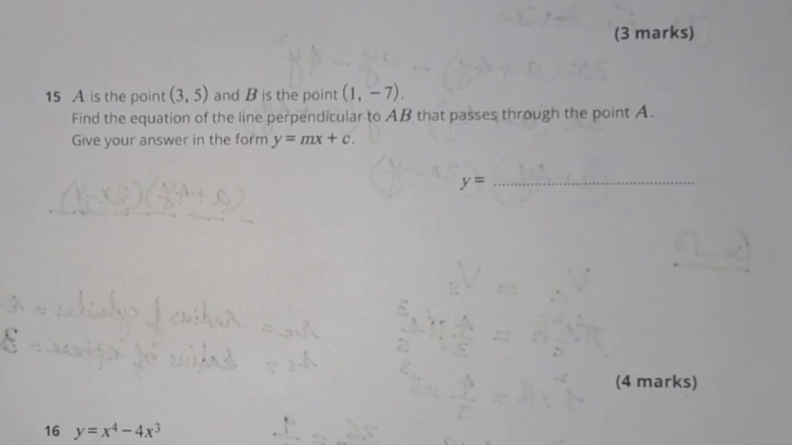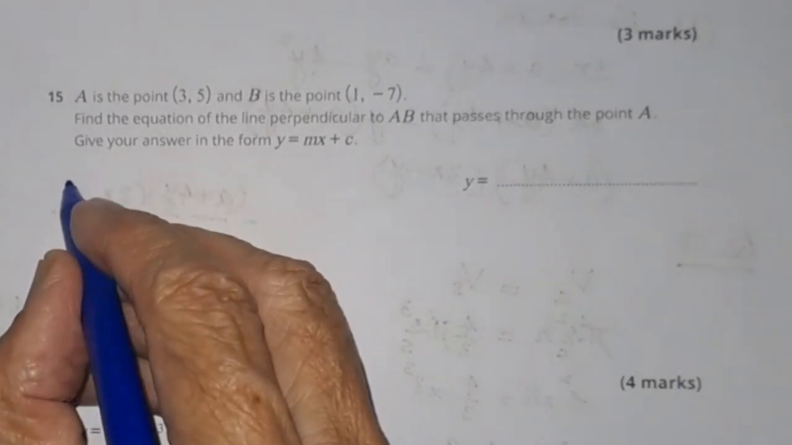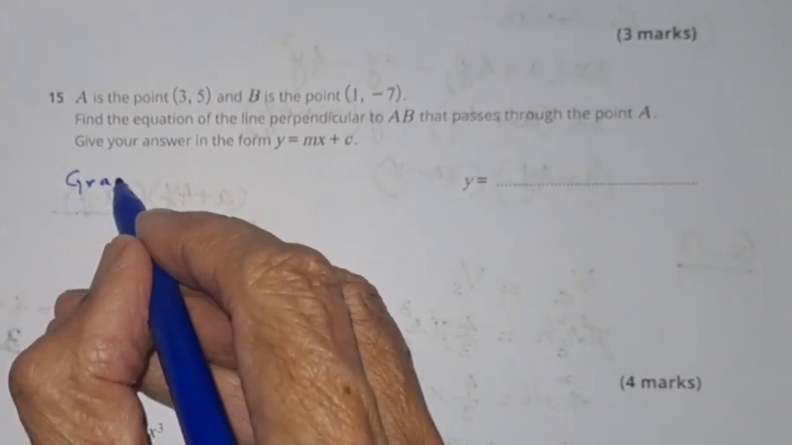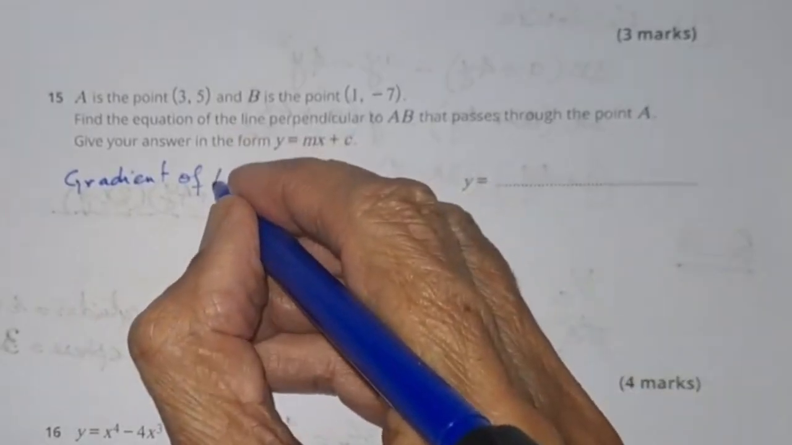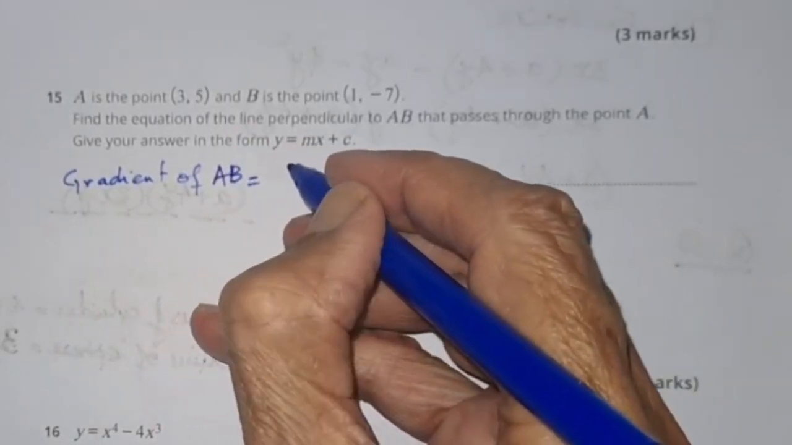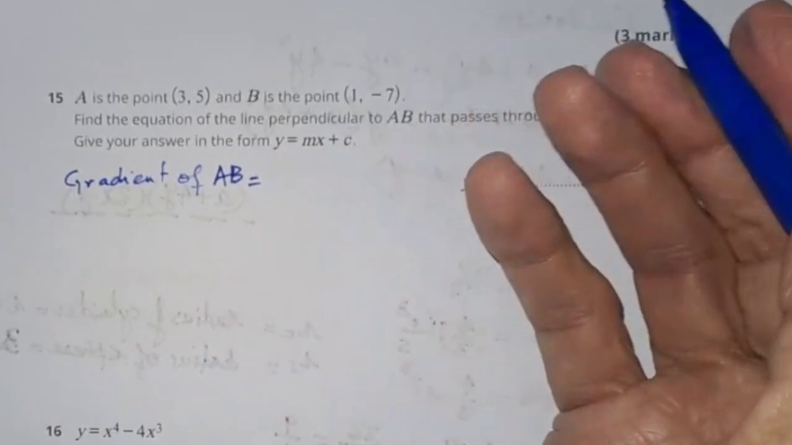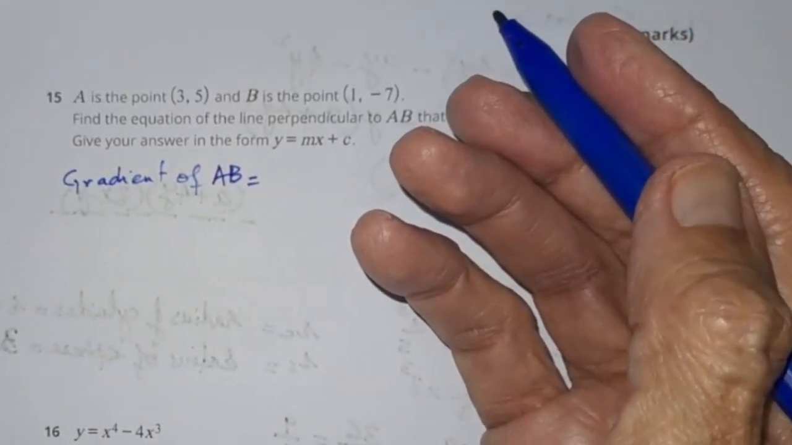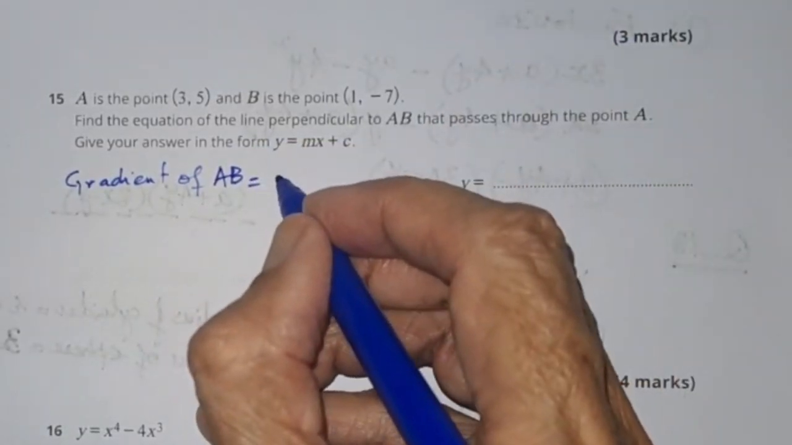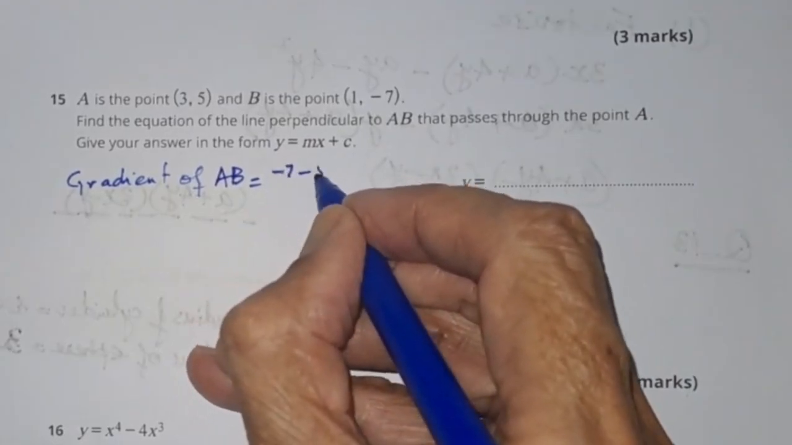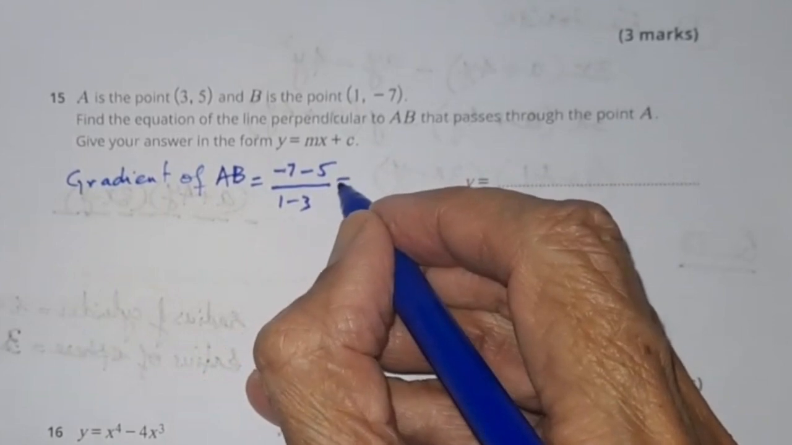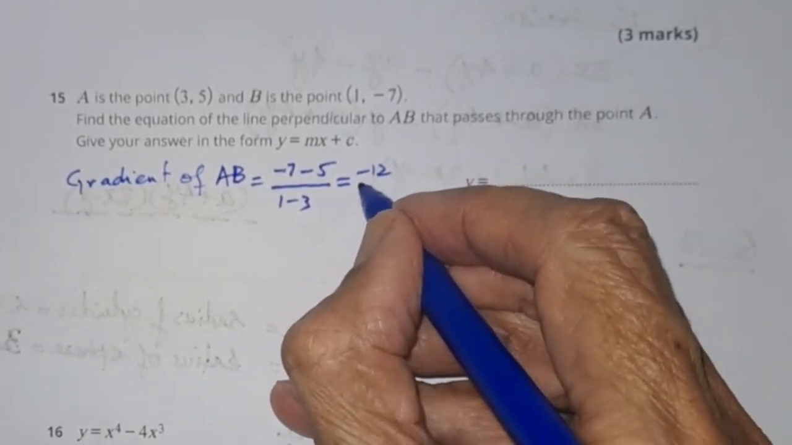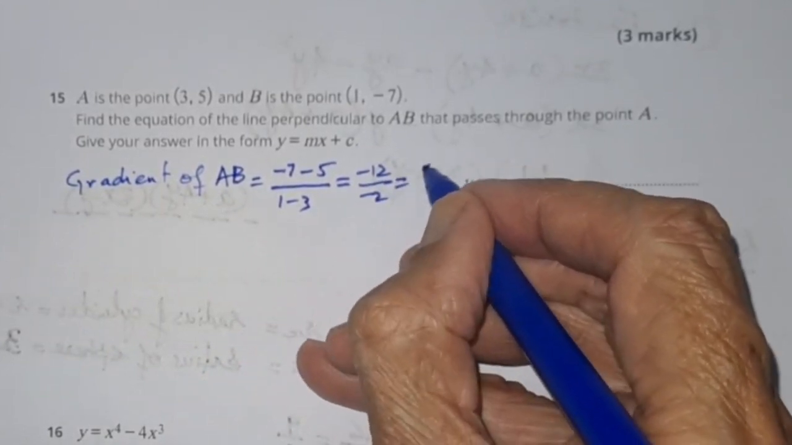So first of all we have to find the gradient of AB. So gradient of AB will be equal to, the formula of gradient is y2 minus y1 over x2 minus x1. So we have minus 7 minus 5 over 1 minus 3, which is equal to minus 12 over minus 2, which is equal to 6.